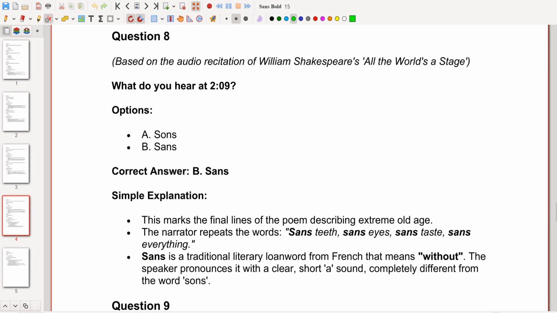So he is losing his teeth, he's losing his eyes, meaning his vision, he's losing his taste, that means his taste buds, he's losing everything. He's nearing the end of his life. So he is saying sans, not sons. Sons would mean a biological father-son relationship, right? He is saying sans teeth, sans eyes, sans taste, sans everything. Clearly it is sans here, not sons. So option B is the right answer.